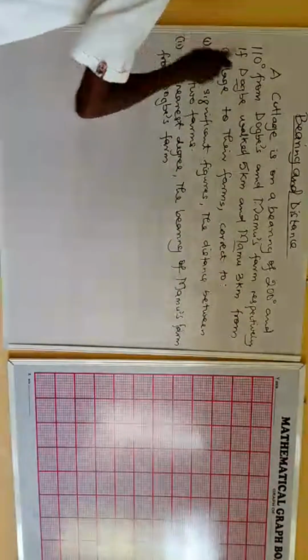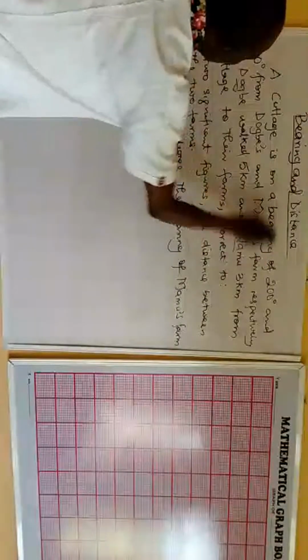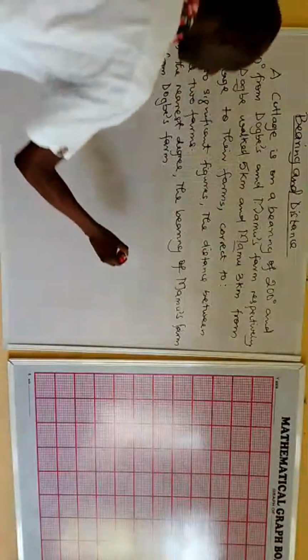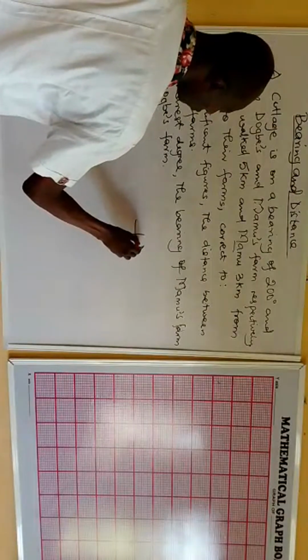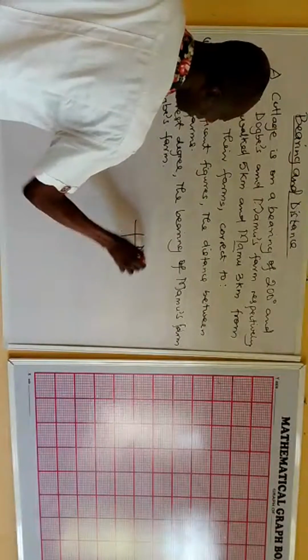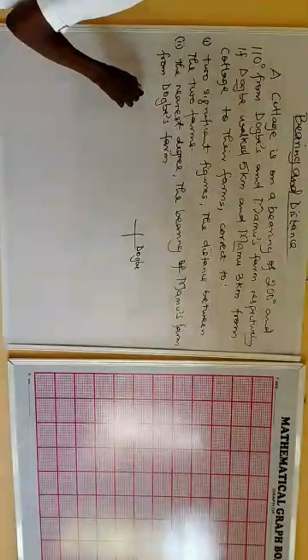All right. Look at it. They said Dugbe walks this. So let me write Dugbe here. Let me call it Dugbe. And this is Mammoth's.